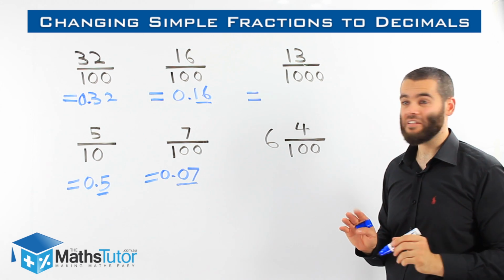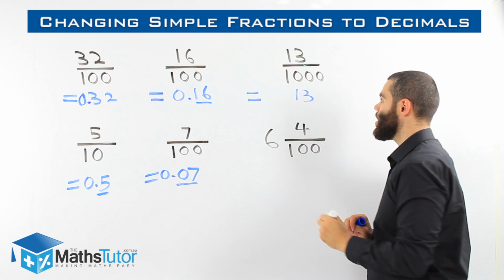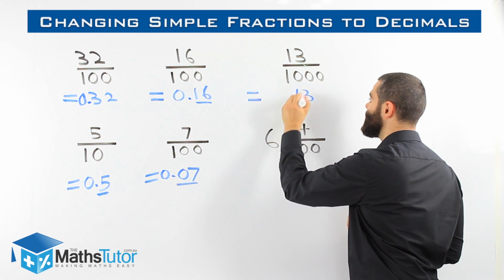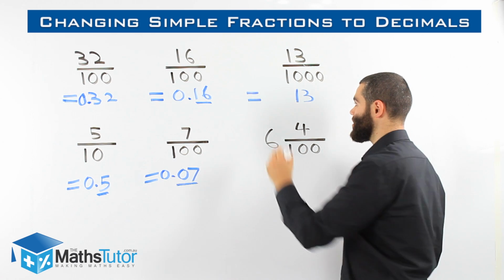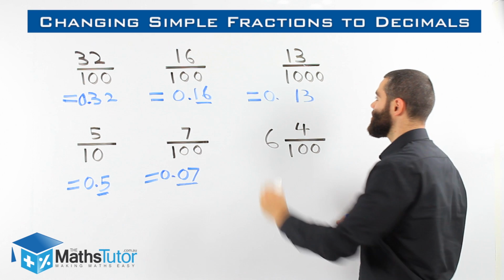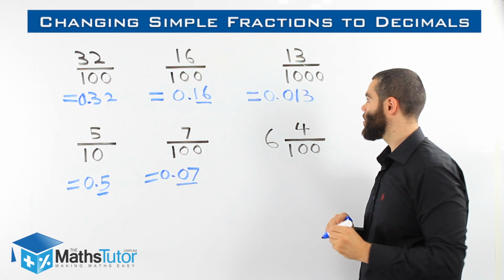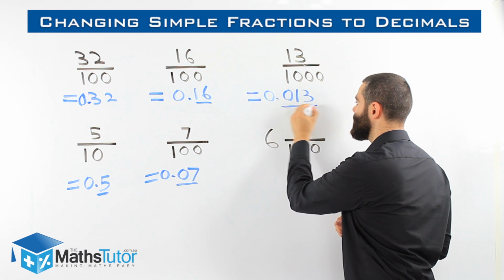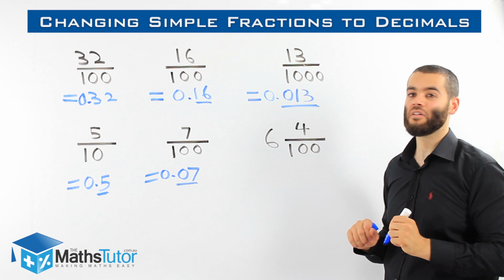Another example, 13 out of 1,000. So we have our number 13, and we know that we have 3 zeros, 1, 2, 3. That means there are 3 numbers after the point. So we put our point. We only have 2 numbers, so we put the third one, 0.013. 3 numbers after the decimal point, 3 zeros.